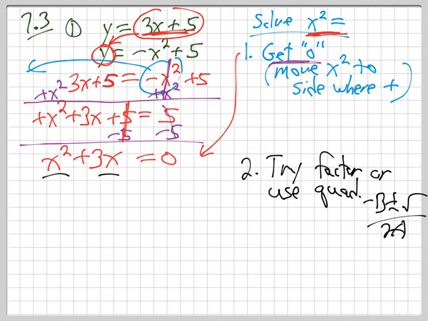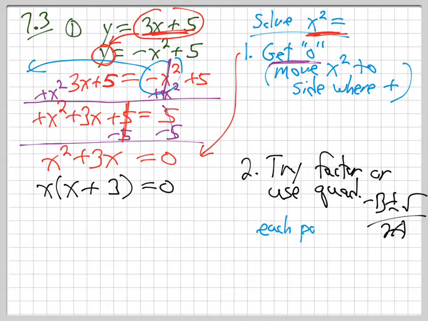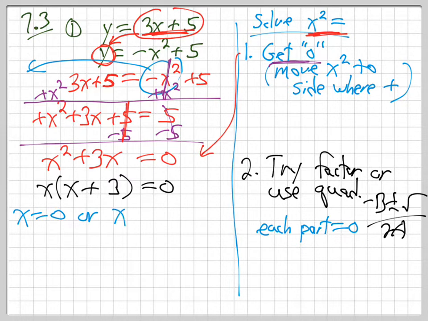What do these two have in common? What's the GCF? What do they both share in common? Just take out an x. Like that. That's pretty easy. So you try to factor, and you set each part equal to 0. Each part equals 0. So in other words, the x alone is 0, or the x plus 3 is 0.